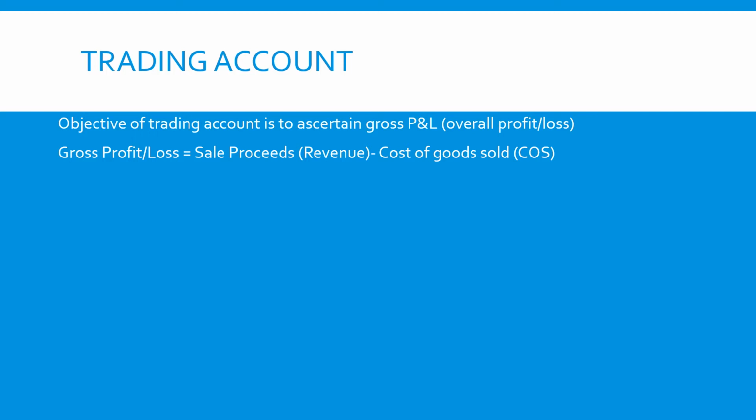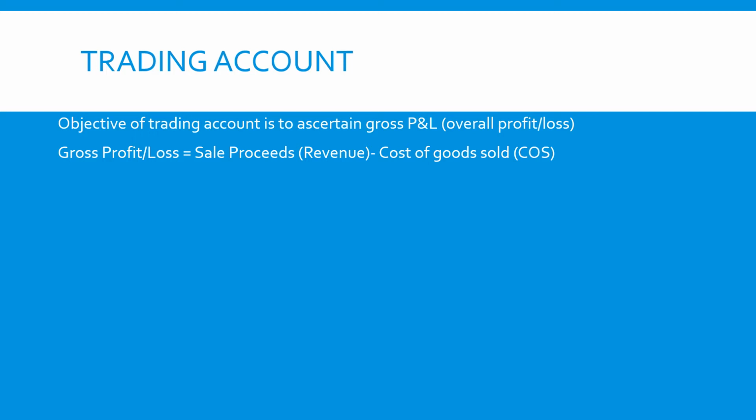So what is the emphasis of drawing a trading account to understand the gross profit and gross loss? Why can't I directly say profit and loss? Because in general we understand that I've made a profit or I've made a loss. But why do we say gross profit and gross loss?